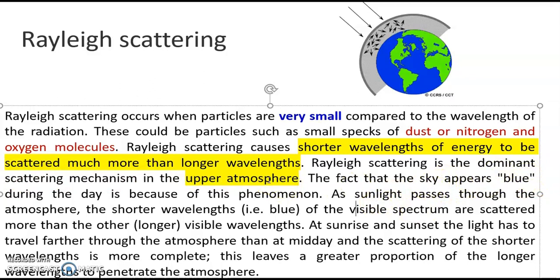Why doesn't it appear red? Because red has a slightly higher wavelength, so it will not get that color. As sunlight passes through the atmosphere, shorter wavelengths, that is blue in the visible spectrum, are scattered more than the longer visible wavelengths. At sunrise and sunset, the light has to travel farther through the atmosphere. Then midway, the scattering of shorter wavelengths is more complete. This leaves the greater portion of the longer wavelengths to penetrate the atmosphere. So that is the basic reason why the sky is blue.